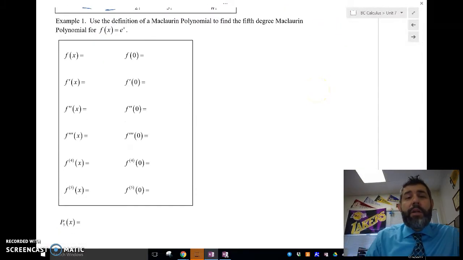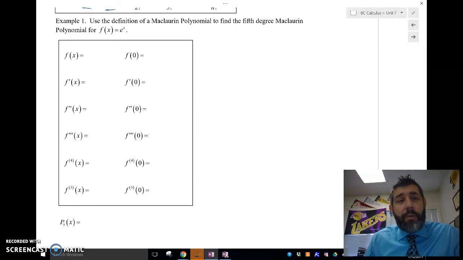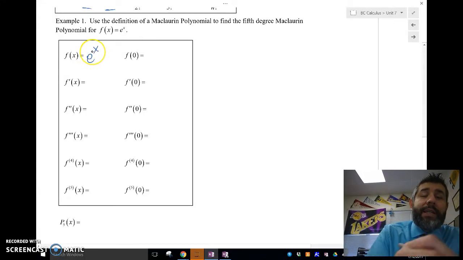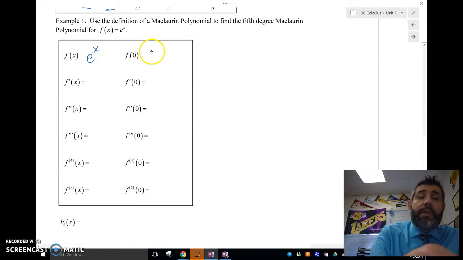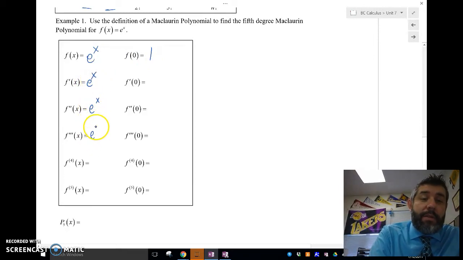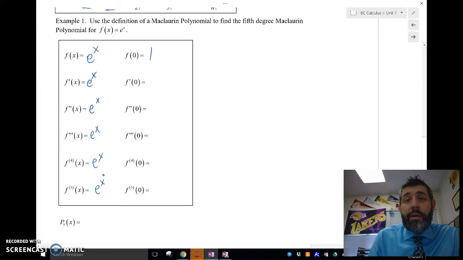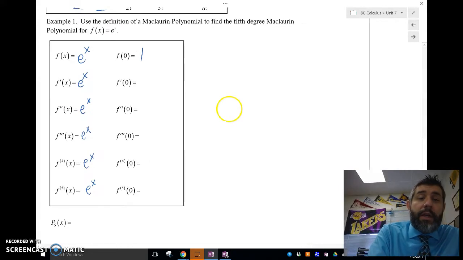For example 1, I'm going to use the definition of the Maclaurin polynomial that I just had, and we're going to find a fifth degree Maclaurin polynomial for the function e to the x. I'm going to make a little table. First I label f of x, e to the x, and find f of 0, so e to the 0 is 1. Then I take the derivative, and again, and again, and the next derivative, and the next. I have to do it 5 times because I'm looking for the fifth degree Maclaurin polynomial. These are all going to be 1, just like before, right? e to the 0.